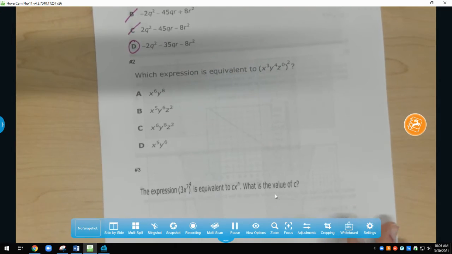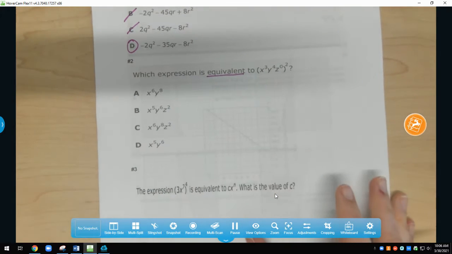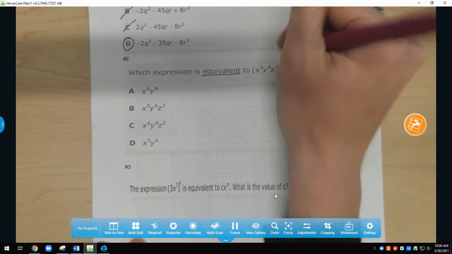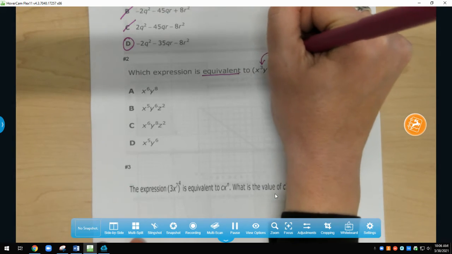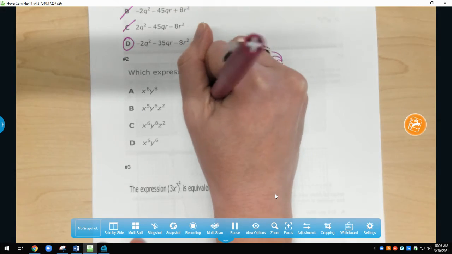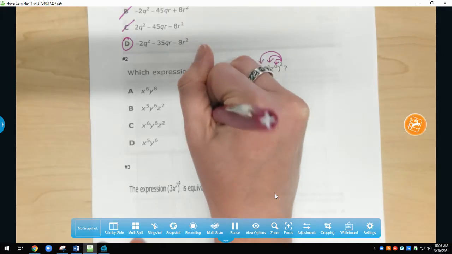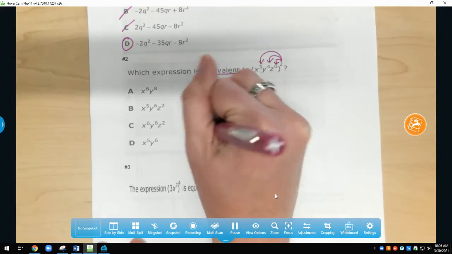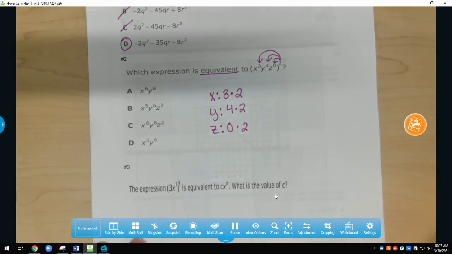Okay, which expression is equivalent to this one? So same thing, since there's multiple letters, we can't use Desmos. So remember, there's parentheses, so this exponent on the outside goes to every exponent on the inside. So we have x, and I'm going to multiply 3 times 2. For y, I'm going to multiply 4 times 2. And for z, I'm going to multiply 0 times 2.